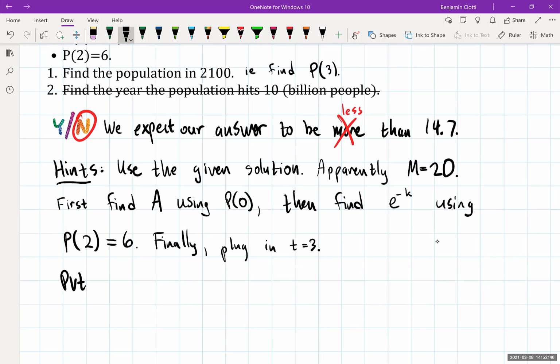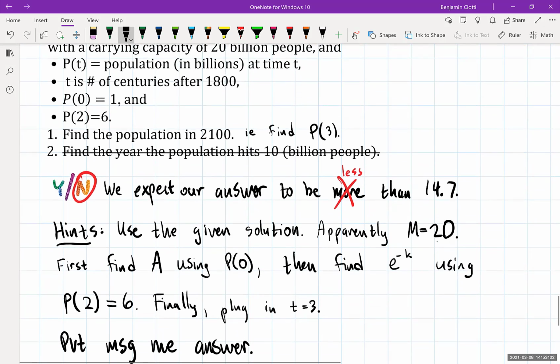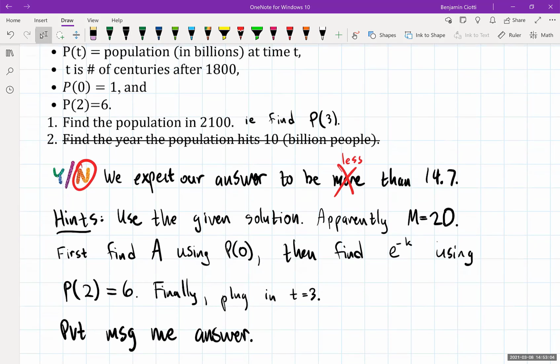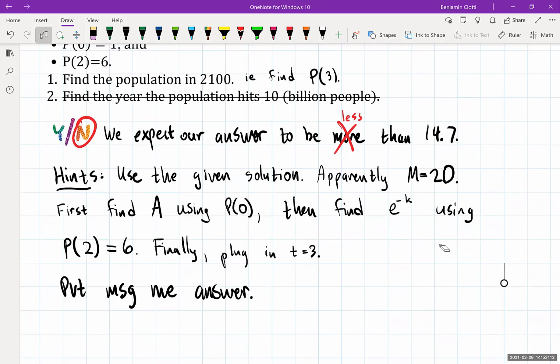You can private message me if and when you think you got it. Are we supposed to be getting actual values for A or another equation? I think you'll need an actual value for A and probably for e to the negative k as well. Note that you could find k, but it's not really necessary.